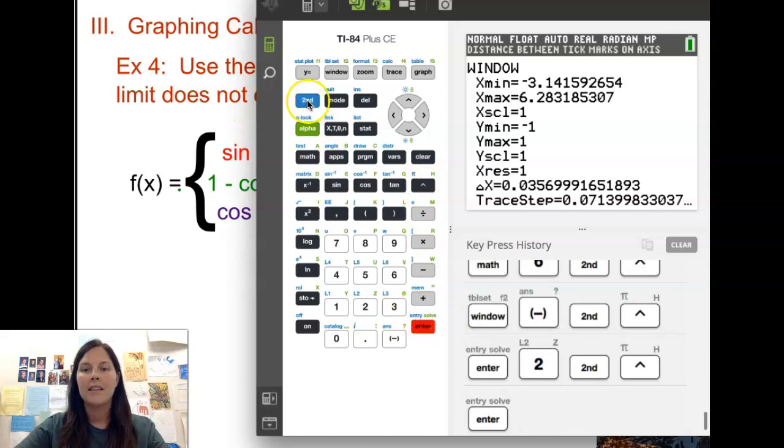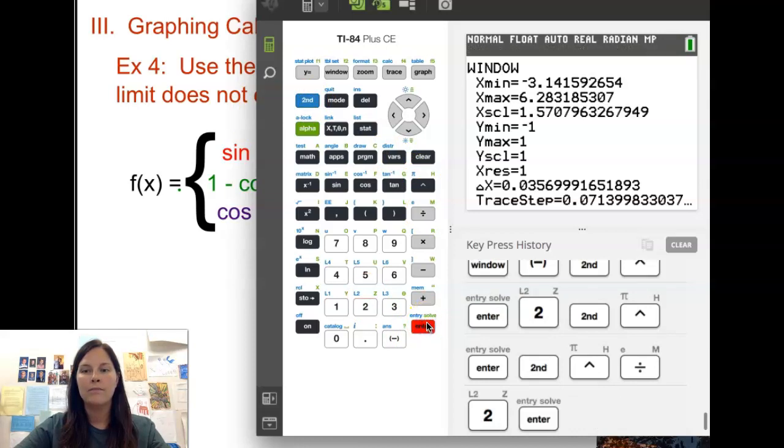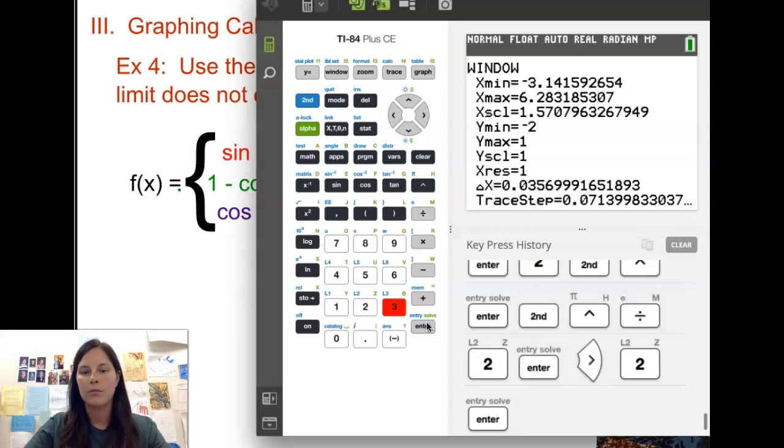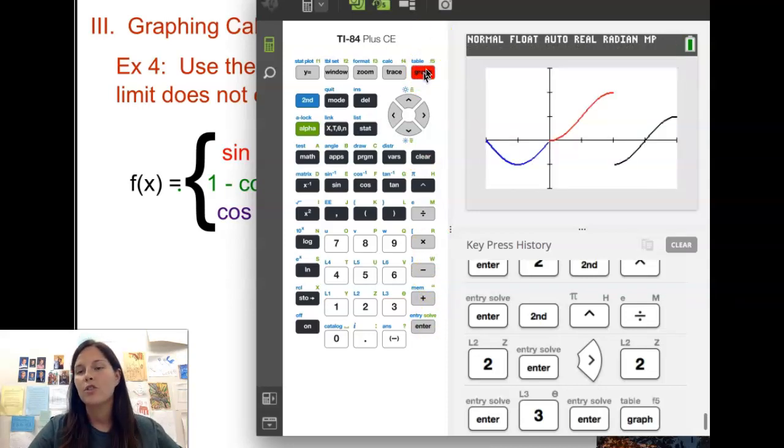For my x scale, I decided I want to see marks at every pi over 2. Now my y value, I know trig functions bounce between -1 and 1, so for my sine and cosine function, that's just fine. But for that 1 minus cosine function, I'm going to have 1 minus -1, which is 2, and 1 minus 1, which is 0. So that's going to bounce between 0 and 2. So I'm going to go, just to make sure I can see everything, from -2 to 3, and then hit my graph. Notice the pieces of our function only show up for the domain that we told it to.